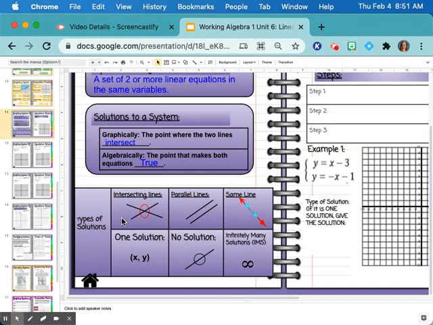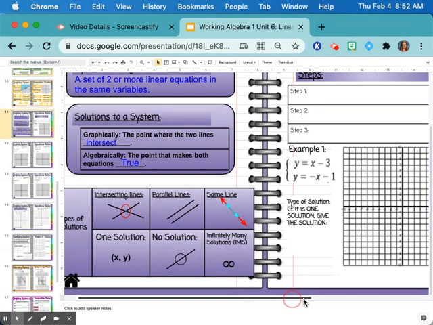Okay, here are types of solutions. When you graph them, let's say these are the two lines that you're graphing, that point of intersection is your solution, and it'll be written as an x, y ordered pair. If you have parallel lines, they're never going to touch. So that means it will have no solution. And then if you graph the same line on top of itself, then they intersect at every single one of those points. So it's called infinitely many solutions, or infinity.